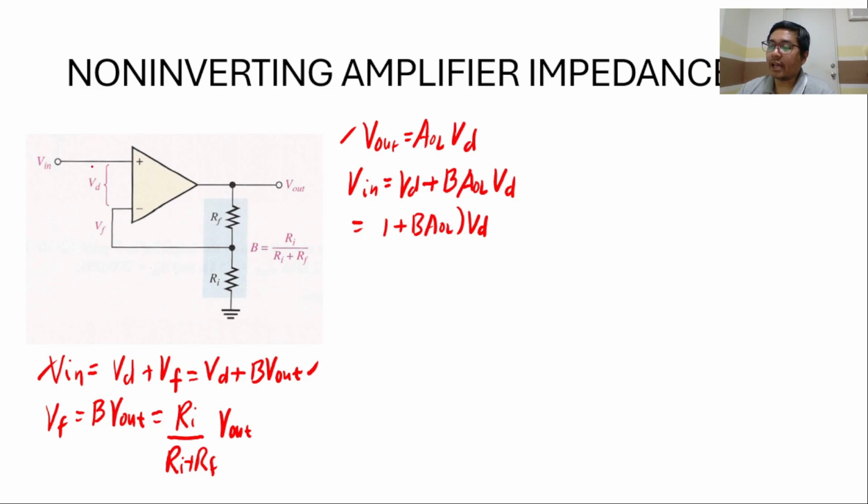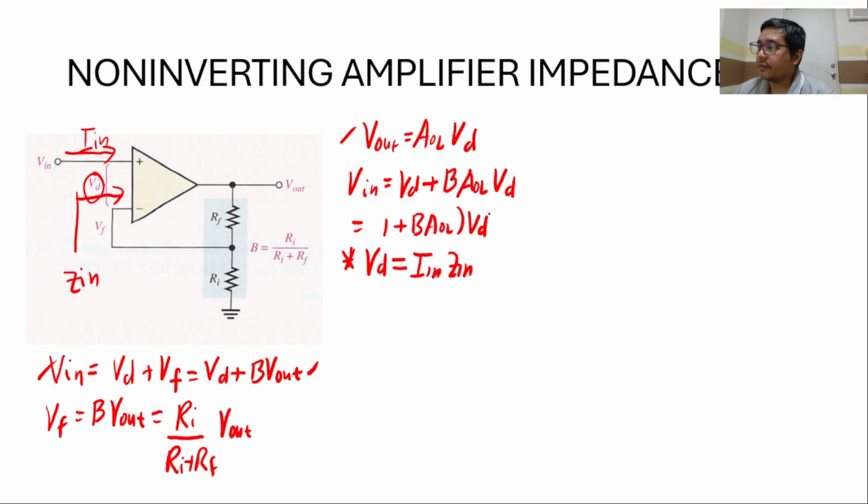Since we have an actual input voltage of V sub D to our non-inverting amplifier, there will be an input current here. And of course, there's a corresponding input impedance for our op-amp. We can write down the equation for V sub D, which is the actual input voltage to your op-amp. That is equal to I in times Z in.